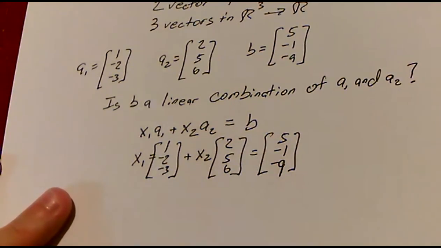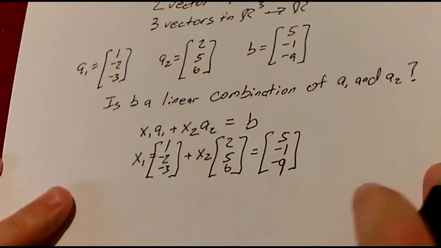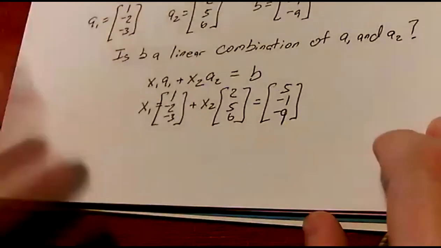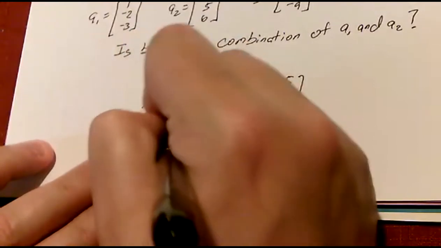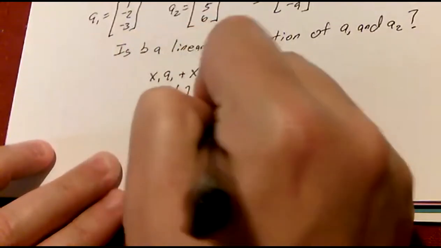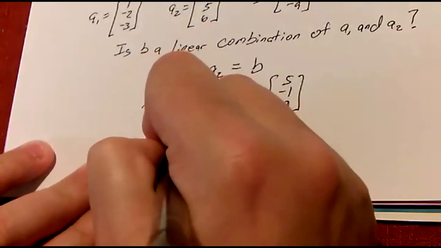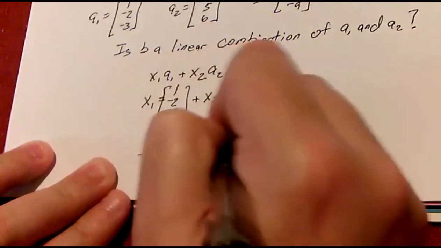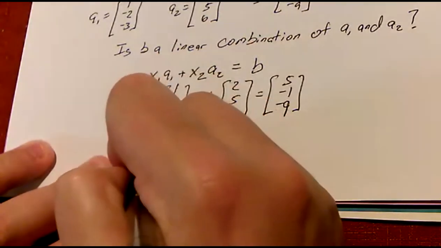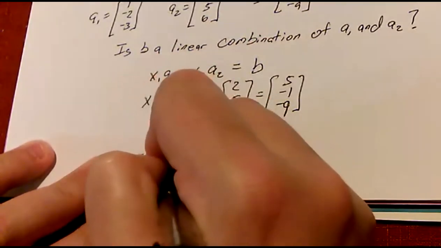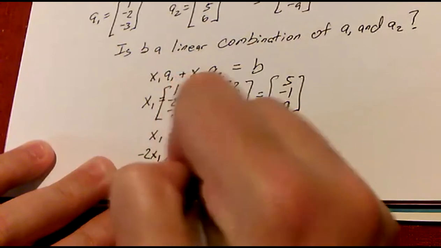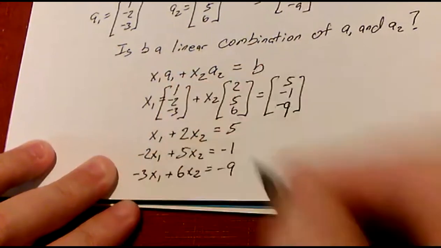Well, this is a linear system, right? We just talked about how I could write a linear system that corresponded to this. This would be x1 plus 2x2 equals 5, -2x1 plus 5x2 equals -1, and -3x1 plus 6x2 equals -9.